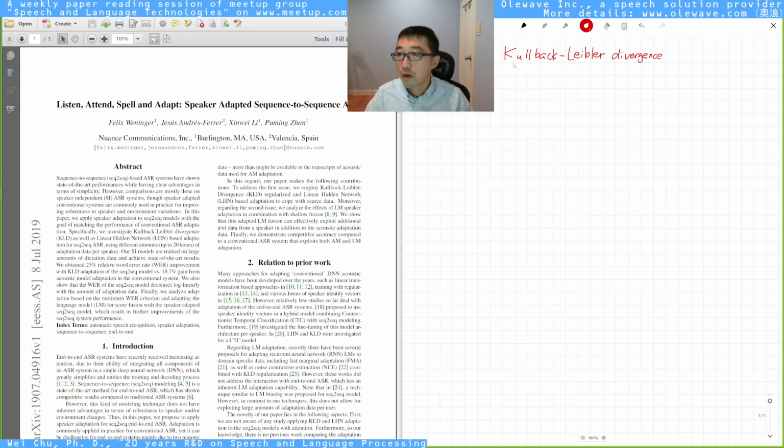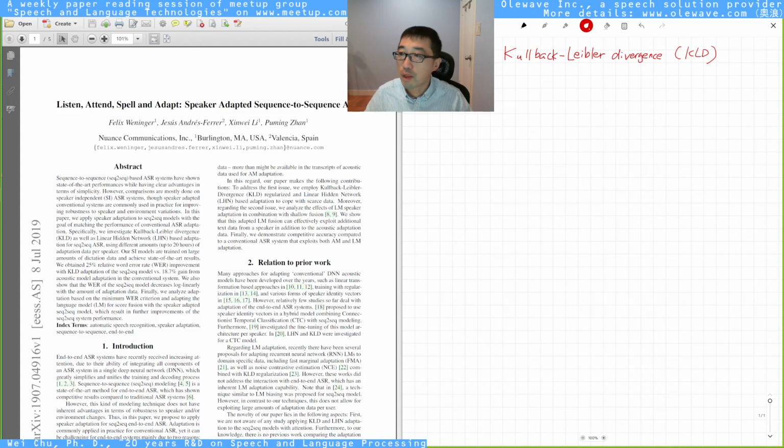It's called Kullback-Leibler Divergence, or in short, KLD. What's that? Well, this concept is trying to measure the distance or the similarity between two probability distributions.